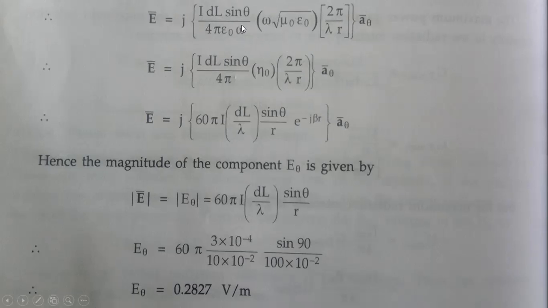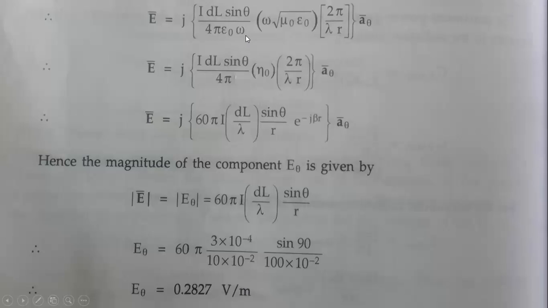Okay, so here the real and the imaginary two parts are there. The imaginary part is denoted by this j, so just take it outside. Okay, and simplify the previous e raised to the power. If you simplify that, you will get j beta back outside, and I dl sine theta divided by 4 pi epsilon 0 omega, and omega root of mu 0 epsilon 0, 2 pi by lambda r, a theta. So see here, I dl is already given here.